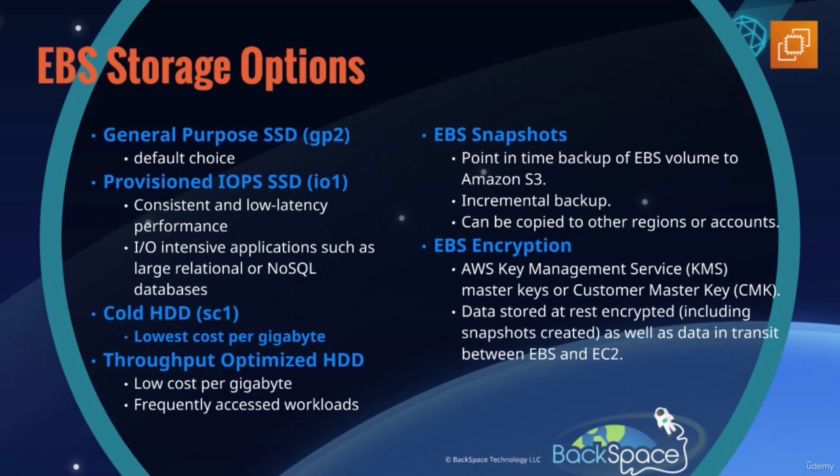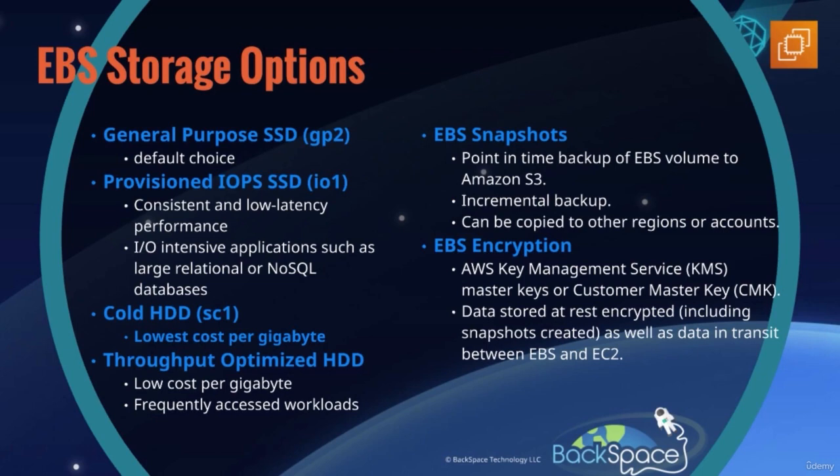The next one is a throughput optimized hard disk drive, and that's going to provide a low cost per gigabyte, but not as low as the cold. But it is very good for frequently accessed workloads. For example, if you had a large amount of data and you wanted low costs, but you were going to be accessing that data quite a bit, for example, for a big data warehouse.